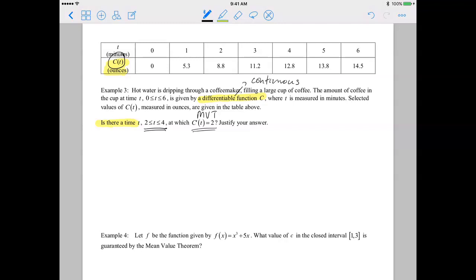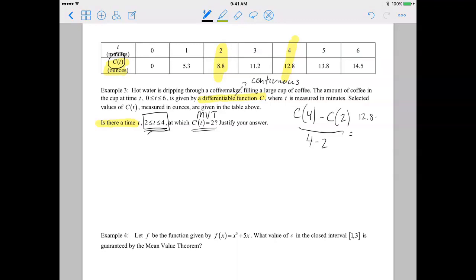Okay, the given interval is right here from 2 to 4. What I want to do first is calculate the average rate of change over that interval. So the average rate of change, sorry about that, I messed up a little bit, I'm going to rewrite that, is going to be c of 4 minus c of 2 divided by 4 minus 2. And the place that I'm going to find the c of 4 and the c of 2 values is from the table. So c of 2 is going to be right here. C of 4 is going to be right there. So c of 4 is going to be 12.8.